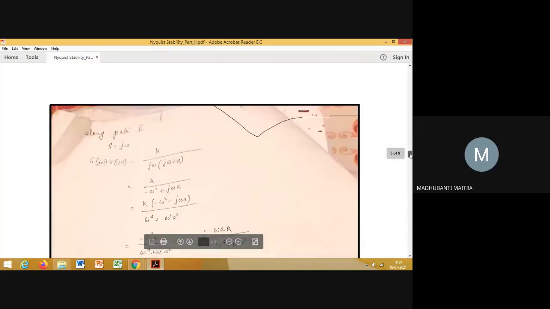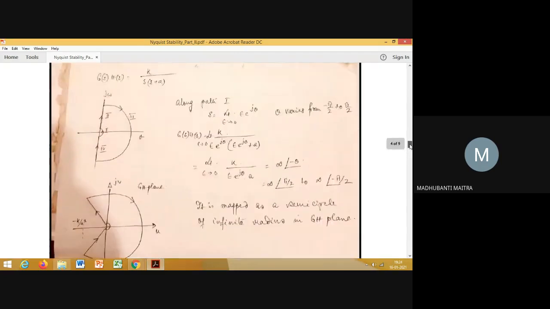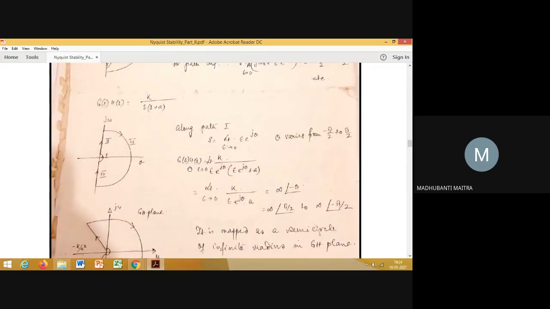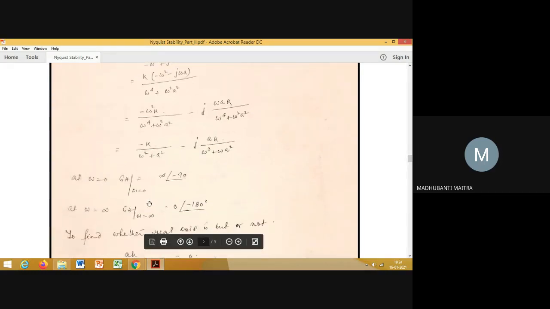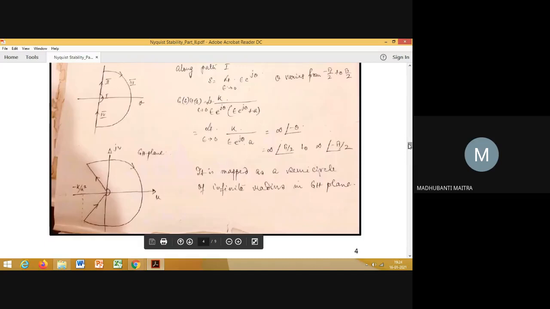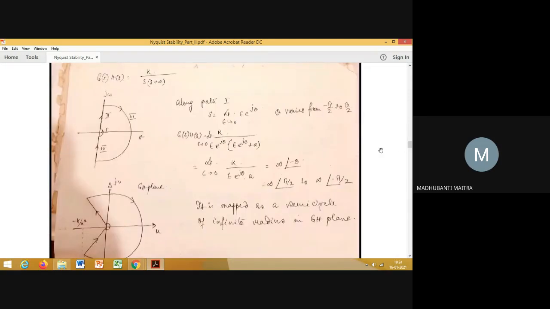We'll have to move first. So along path 2, that means along this path, first of all, we'll find out the two extreme points as we have done for type 0 system. So GH j omega along path 2, that means this path, omega is varying from 0 plus to infinity and S is equal to j omega. So at omega equal to 0, this is my transfer function, so omega is tending towards 0.